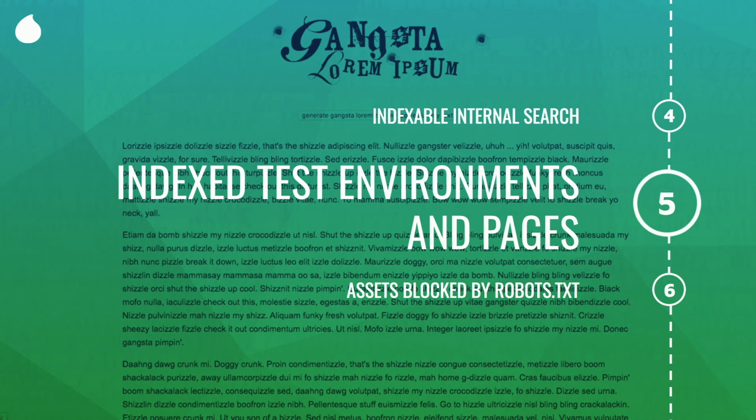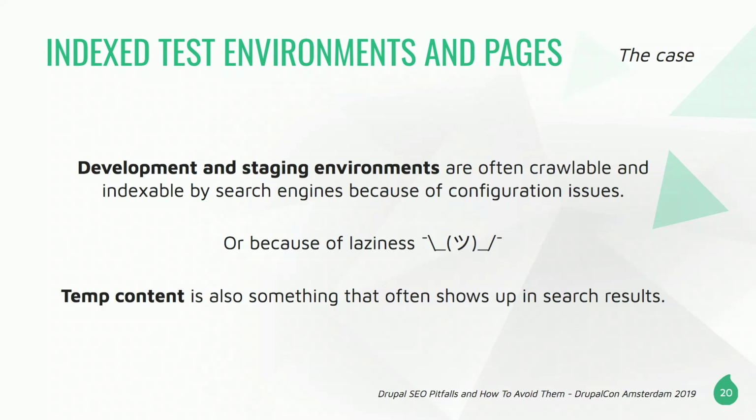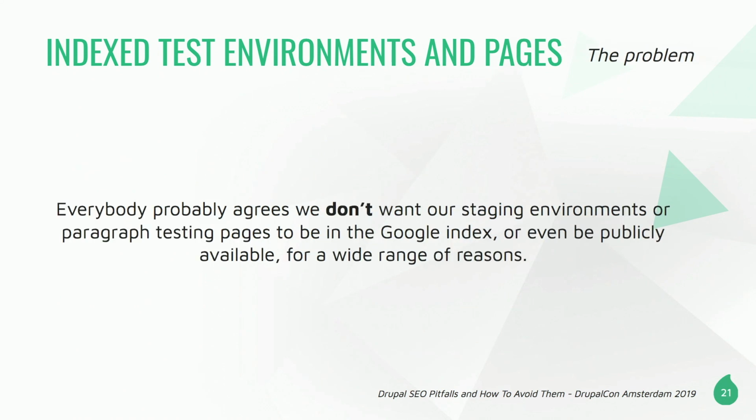So, test environments and pages which can be indexed by Google. Development, staging environments, things like this are often accessible for users, and often they are indexed as well. Sometimes this is because of a configuration issue, sometimes maybe a little bit of developer laziness, we really don't know. And temp content as well, so paragraph testing pages or lorem ipsum pages, anything like that. These are all things we see on an almost daily basis, that these things get in the Google index, and that's not something you want. I think we can all agree on that.